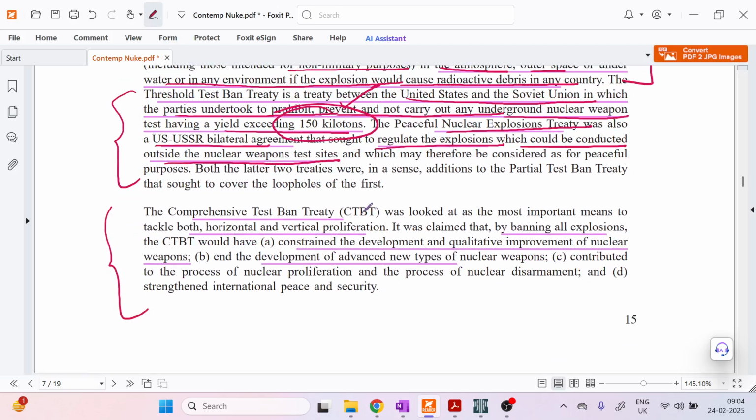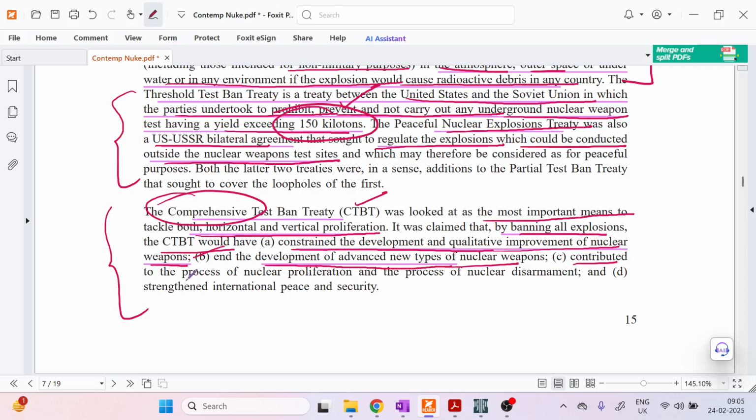And finally, the Comprehensive Test Ban Treaty that looked at the most important means to tackle both horizontal and vertical proliferation. That's why this treaty is known as the comprehensive one. So it was claimed that by banning all explosions, the CTBT would have constrained the development and qualitative improvement of nuclear weapons, and second, the development of advanced types of nuclear weapons. Third, it would have contributed to the process of nuclear non-proliferation and strengthened international peace and security.